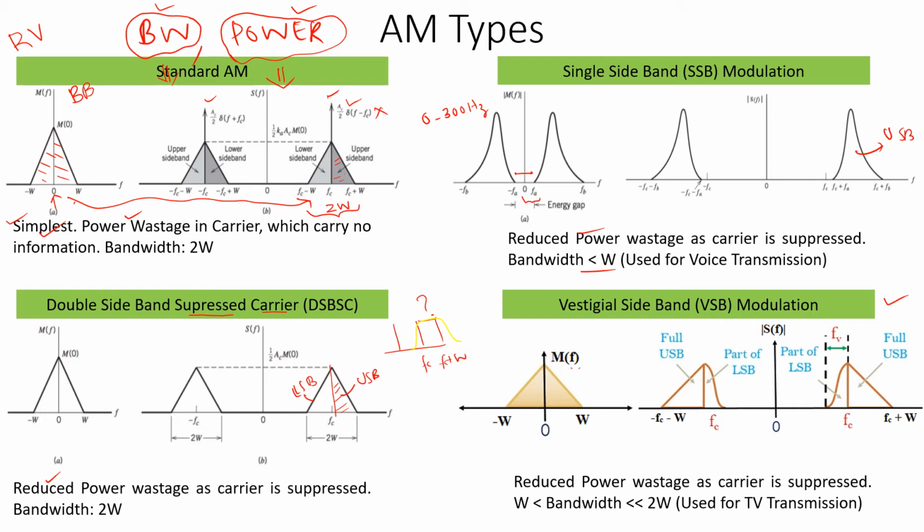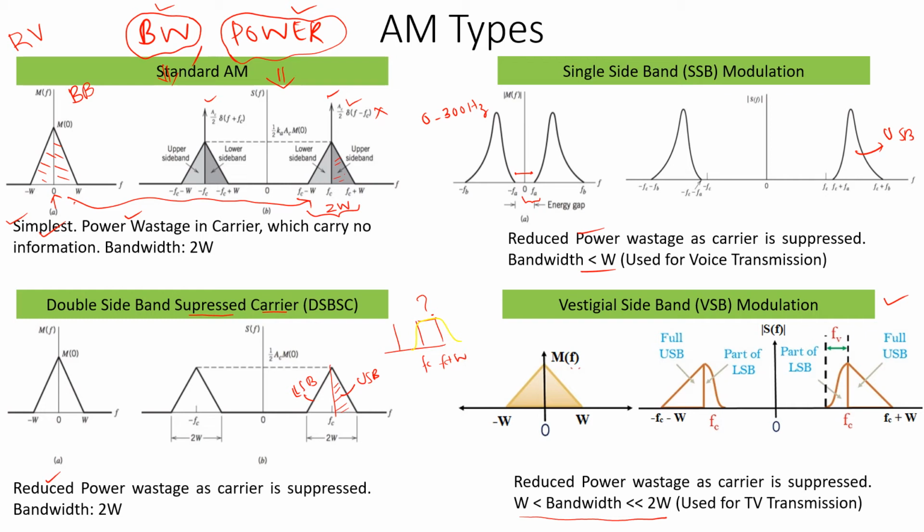Here again, we don't have any carrier. Also, as one sideband is partly suppressed, the bandwidth will be between W and 2W, and the power also will be saved. So that is about vestigial sideband modulation.